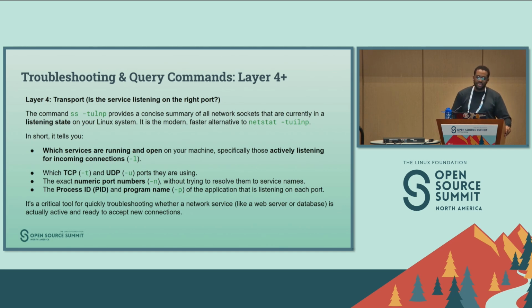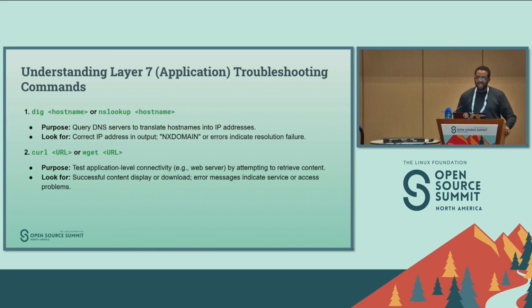You can use the command netstat -tulmp, and the details there give you information on the network sockets that are currently listening, to show that you're actually listening for this specific service. And if you're not, you can make those changes, and then you can go on.